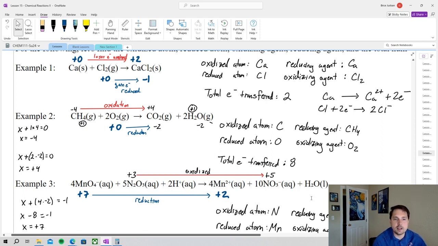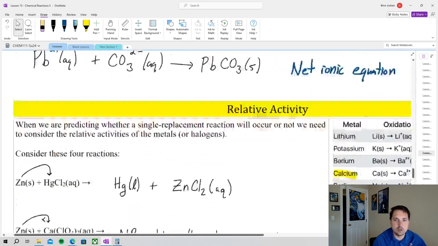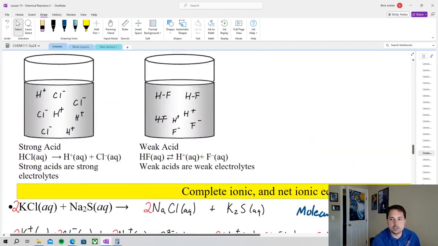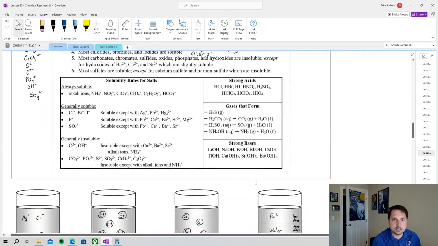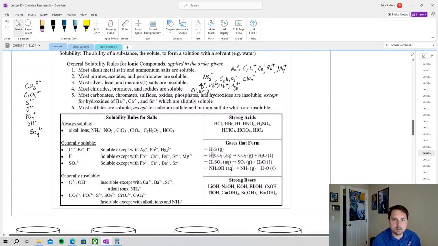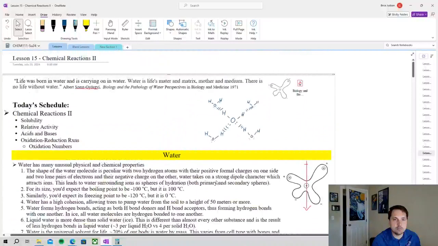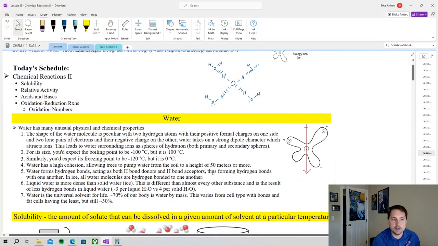So this is why adding this other type of criteria of electrons being transferred is really helpful for chemists to discuss. And so now you know also a little bit more about solubility and how to predict solubility given these solubility rules. So make sure you print off a copy of it. There's a copy in the modules. And then a little bit more information about water too.